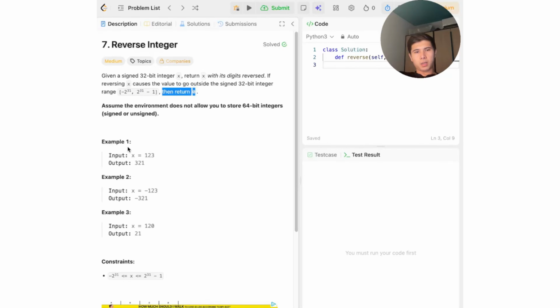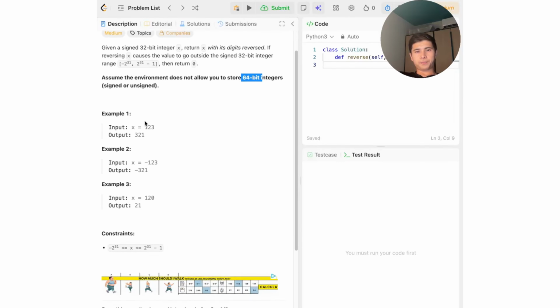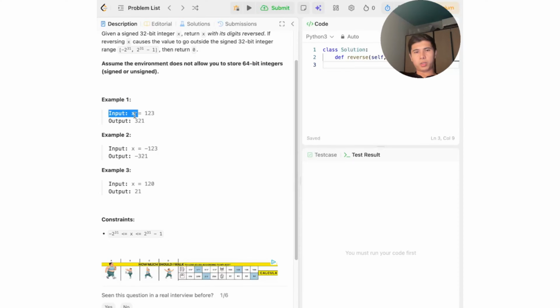0. Assume the environment doesn't allow you to store 64-bit integers, signed or unsigned. Okay, the examples. When input x equals 123, output needs to be 321. The next one is when x is negative, minus 123, output needs to be minus 321. And when x input is 120, output needs to be 21 because of the 0.